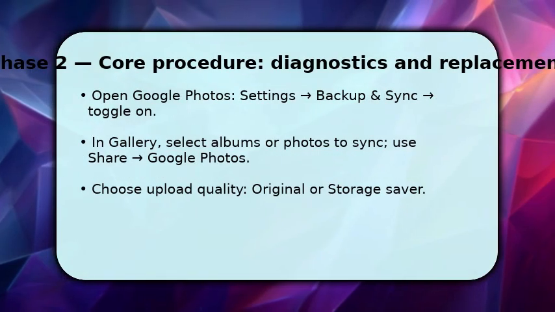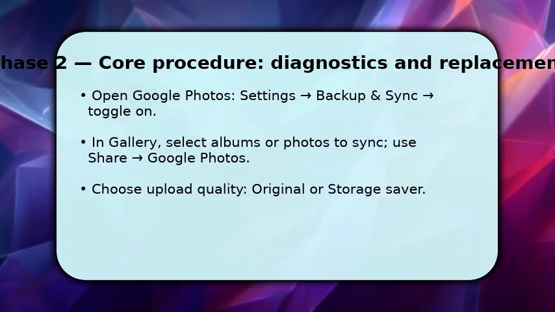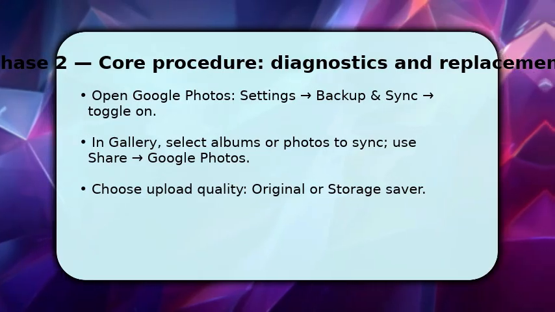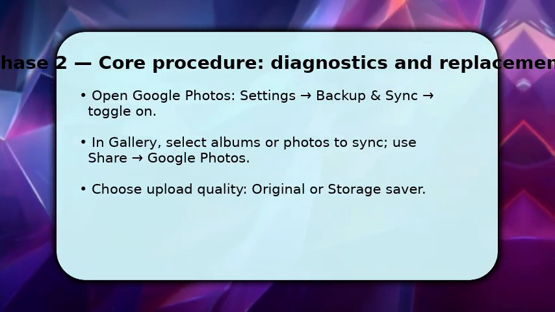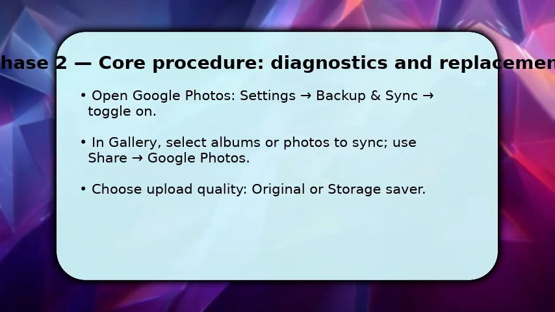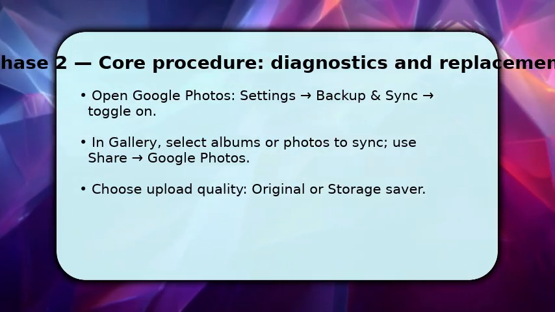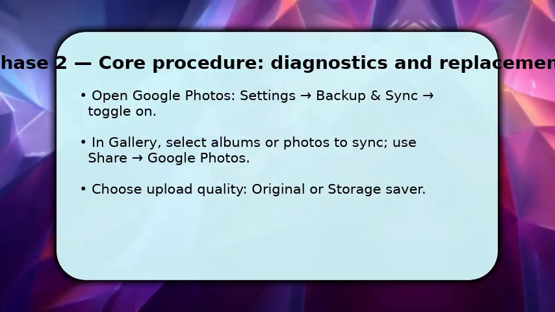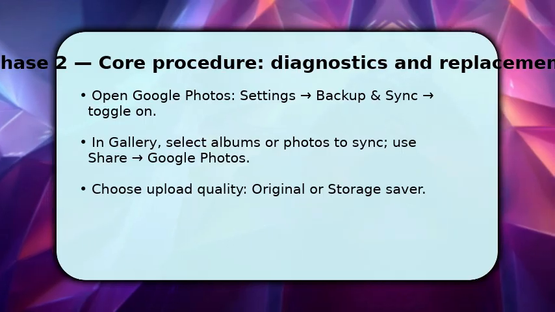Now you configure sync and choose what to push. Open Google Photos, go to Settings, tap Backup and Sync, then toggle it on. Once on, make sure the correct Google account is selected. In your Gallery app, select the album or photos you want to link, hit Share or Export, and pick Google Photos as the destination. Choose Upload Quality. Original preserves full resolution. Storage Saver reduces size.